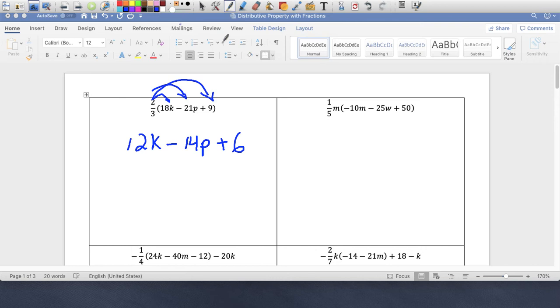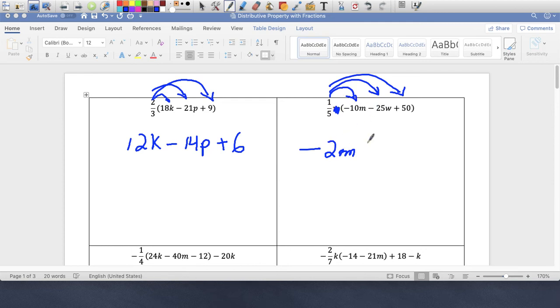Next. So 1/5 times this, 1/5 times this, and 1/5 times that. So positive times a negative is a negative. And what's 1/5 of 10? 1/5 of 10 is 2m. Oops. So here, well, this is m times m. It's going to be m squared. Well, actually, no, I'm going to ask you to take that from here. So that becomes just 2m.